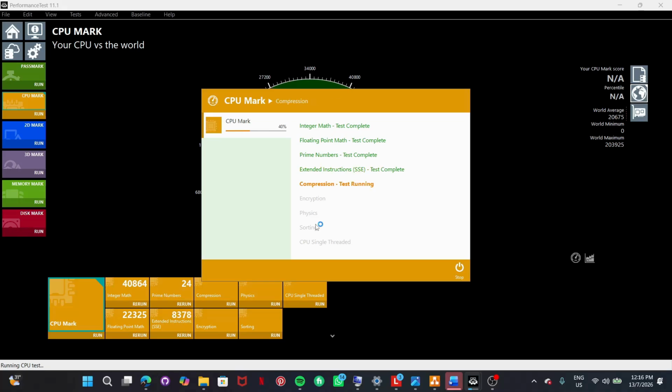The sorting benchmark evaluates how efficiently the processor organizes and manipulates data. Unlike the previous two benchmarks, sorting performance depends not only on computation but also on memory access, cache efficiency, comparisons, and branch predictions. As you have seen, I only used CPU mark and it is currently running.